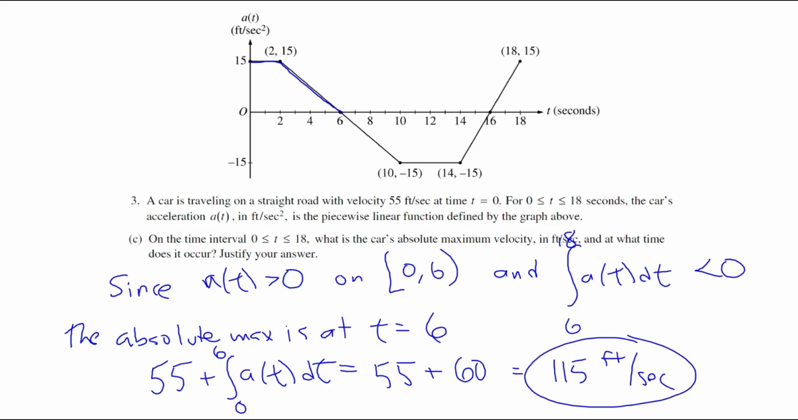And they gave you 4 points for that answer. 1 point for saying t equals 6. 1 point for some statement about t equals 18 there. And then 1 for eliminating t equals 18, like with this integral statement. And then 1 for the actual answer of 115 feet per second.